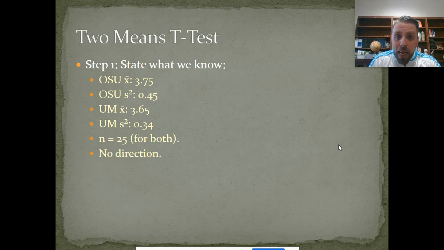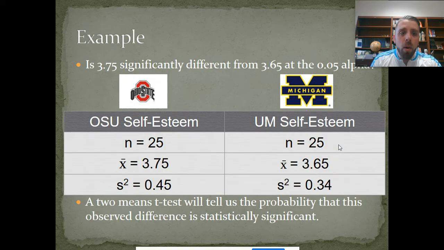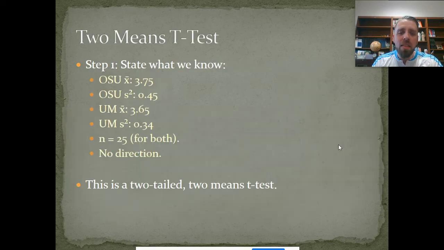There is no direction implied here. I'm just going to go back one second. You are asked, is 3.75 significantly different from 3.65? Therefore, this is a two-tailed two means t-test. A two-tailed test, you will remember, does not seek to find a specific direction. It doesn't ask whether something is greater than or less than. It just asks for a difference. Therefore, if we find that x bar 1 does not equal x bar 2 with 95% confidence, we will be able to imply that mu 1, the population mean, does not equal mu 2, the second population mean.